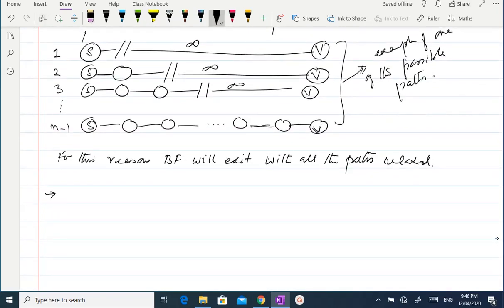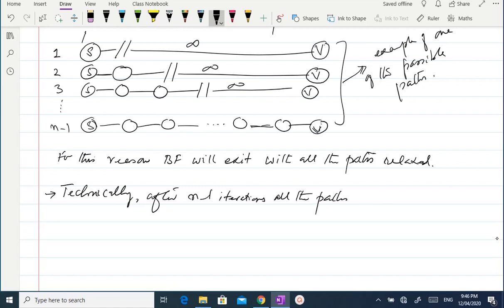Now let's talk about the negative weight cycle. Technically, after n minus 1 iterations, all the paths must be relaxed due to this upper argument.